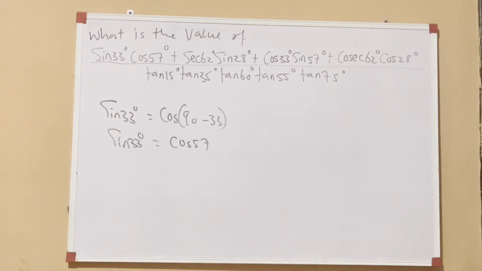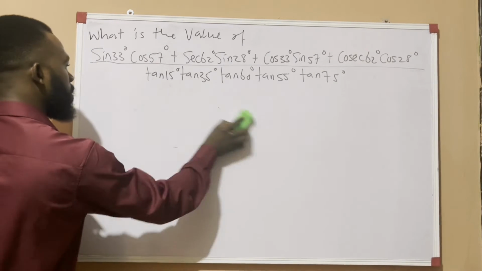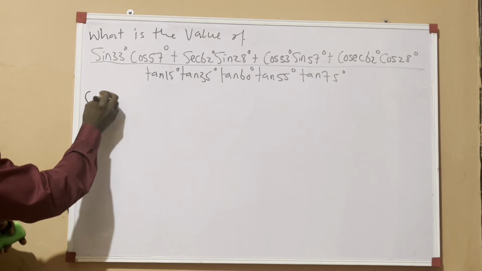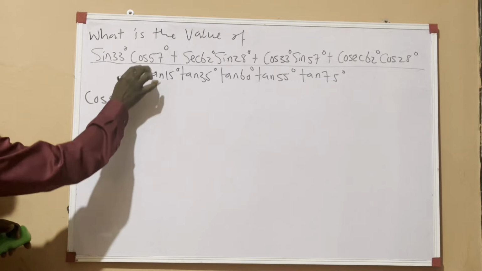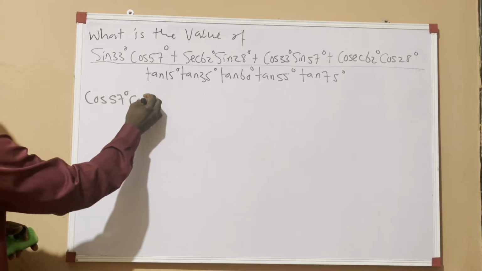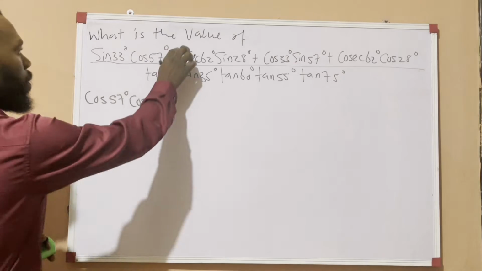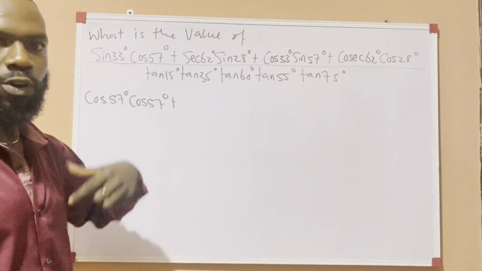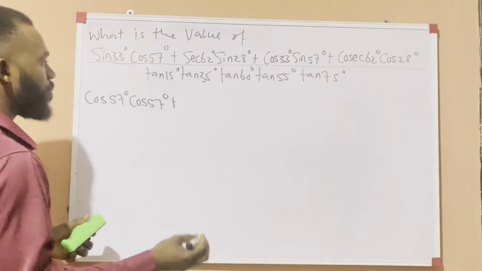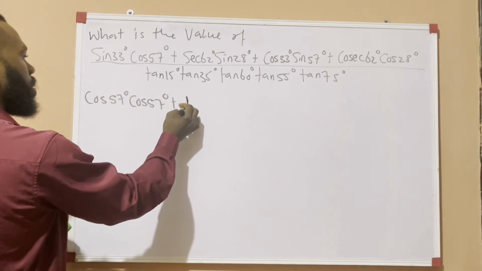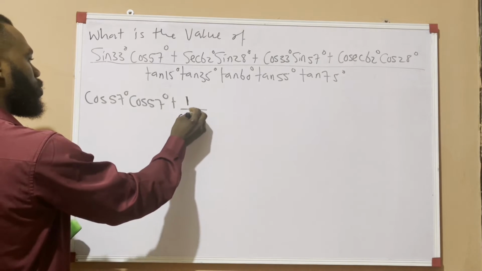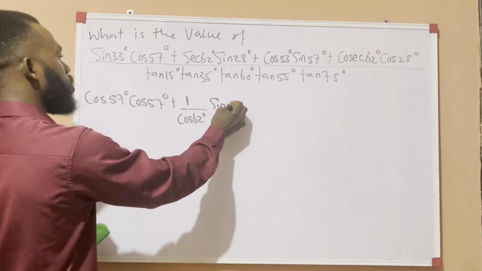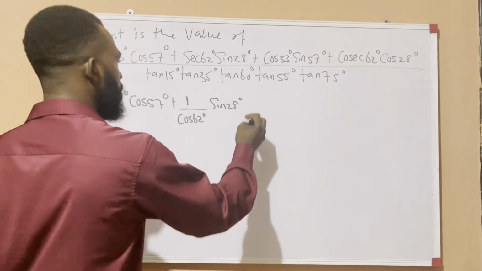Are you with me? So I'll come here now and I will write. Instead of sine 33, I'm going to write cos 57 degree. And don't forget we have another cos 57 degree here. Now plus. We just said that sec is the inverse of cos, so I'm going to write sec 62 degree becomes 1 over cos 62 degree. Now what do I have on top? Sine 28 degree. Good.